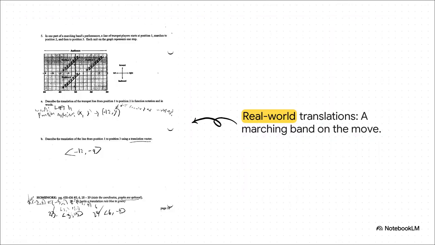And if you're trying to picture this, the marching band example is perfect. Think about it. When the whole band marches across the field, every single person moves in the exact same direction and the exact same distance. Their whole movement from one spot to the next can be described by just one vector. In this case, it's ⟨-12, -9⟩. That's 12 steps to the left and 9 steps back. The whole group slides together.